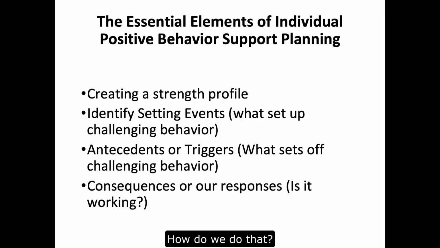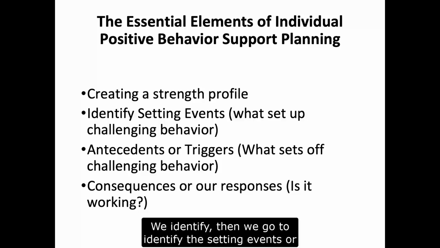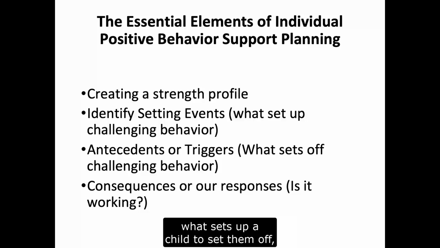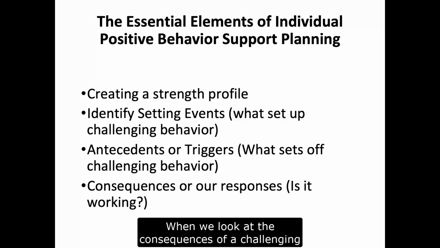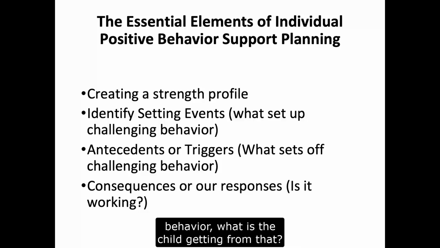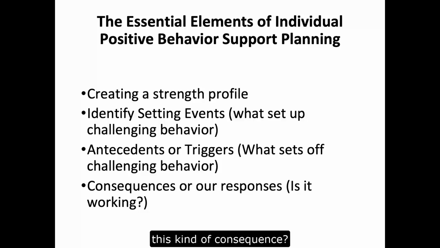So how do we do that? We start by creating a strengths profile. Then we go to identify the setting events, or what sets up a child to be set off, and then the antecedent or triggers, what sets off this challenging behavior, and then the consequences. So the ABCs of behavior: the antecedent, behavior, and consequence. When we look at the consequences of a challenging behavior, what is the child getting from that? And why did the child choose to have that kind of behavior to get this kind of consequence?